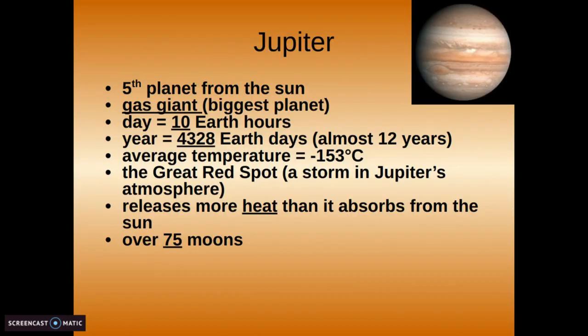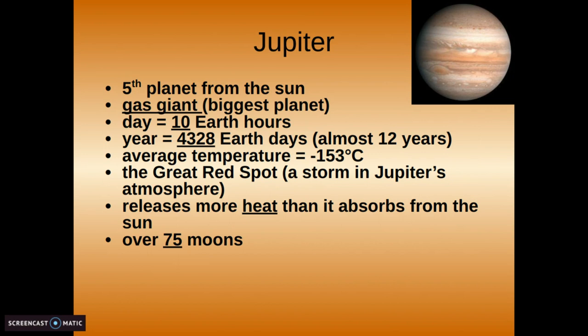Jupiter, this is the 5th planet from the sun. It is a gas giant, so we've switched from the planets we were talking about before, which were terrestrial planets. Now these are all gas giant planets. 1 day on Jupiter is 10 Earth hours. 1 year is 4,328 days, which is almost 12 years. So Jupiter's really far out there. It takes a long time for it to revolve around the sun, but it spins super fast, which is why it's only 10 Earth hours.